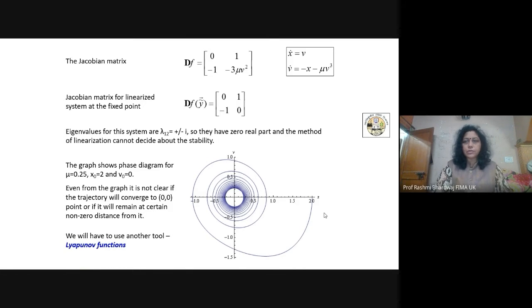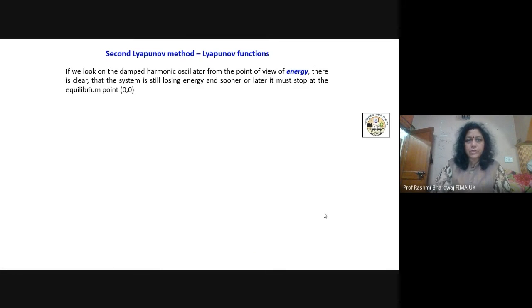As this is not giving you the solution, we are trying to find the Lyapunov function. So we are using the second Lyapunov method. The first one is the linearization method. The second is the energy method, where we are using the potential function. So at this point, we are trying to find out the energy function.